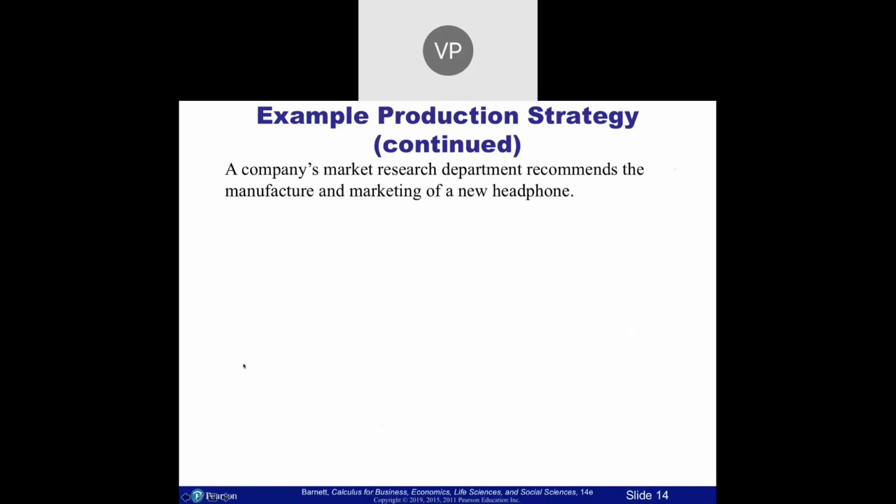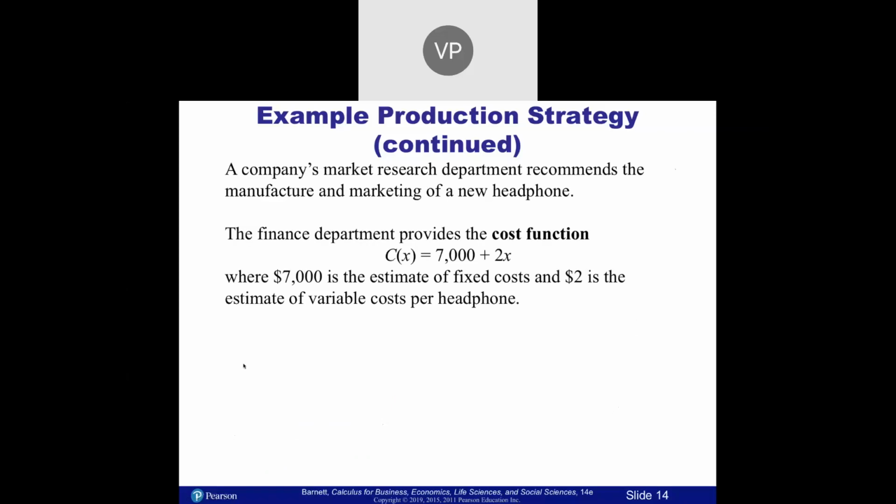Okay, so now we have a new headphone, the cost function. So they've found this cost function. C of x equals 7,000 plus 2x. 7,000 is the estimate of fixed costs. And we did this in the very beginning of the semester, remember? That's your startup cost, like the screen cost, the making of a machine, making of a template, a stamp, whatever you want to call it. This is what it costs no matter how many you make. And then this 2x is basically every single item you make costs another $2. So that's where we get the 7,000 plus 2x.